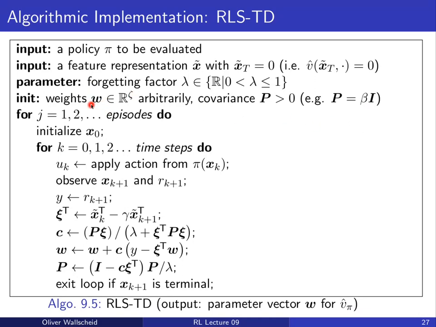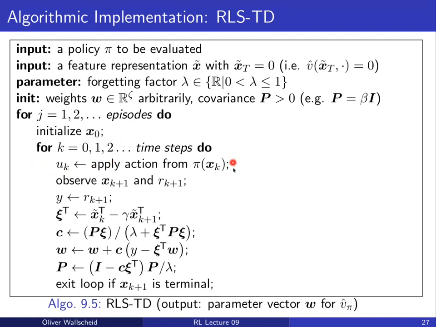However, if we don't have any clue regarding W, for example we just take random values for W or maybe 0, then I would recommend putting beta to rather high values, maybe 100,000 or even 10,000 times that identity matrix. Then again, we run a couple of episodes, and in each episode we initialize x0.